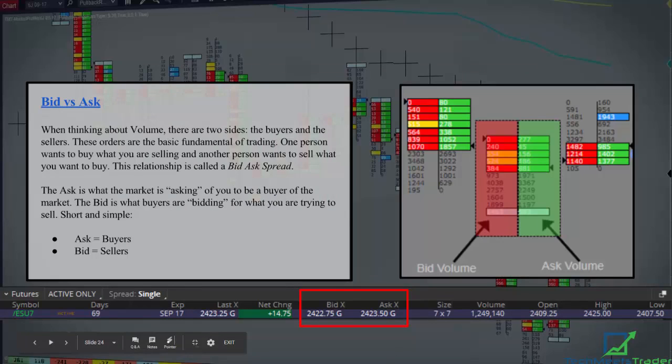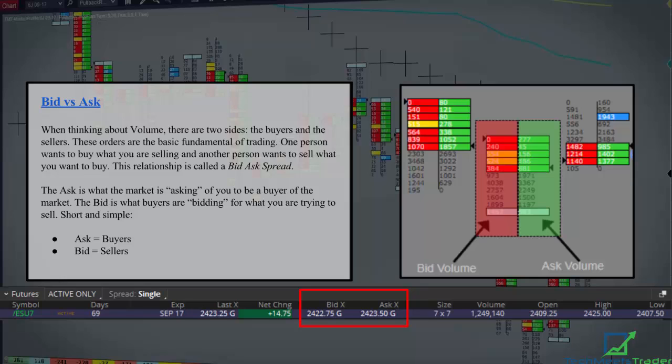When thinking about volume, there are two sides, the buyers and the sellers. These orders are the basic fundamentals of trading. One person wants to buy what you're selling, and another person wants to sell what you want to buy. This relationship is called the bid-ask spread. The ask is what the market is asking of you to be a buyer of the market. The bid is what buyers are bidding for what you are trying to sell. Short and simple, ask equals buyers and the bid equals the sellers.